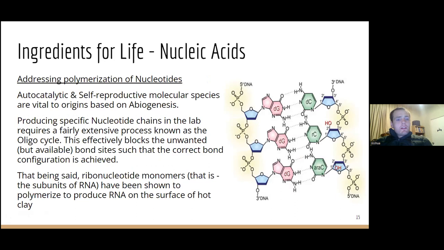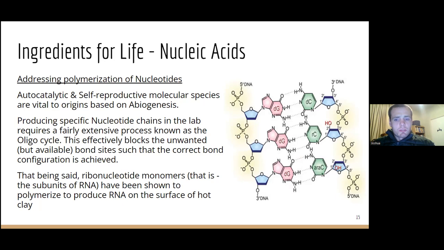Addressing the polymerization of nucleotides. Autocatalytic and self-reproductive molecular species are vital to origins based on abiogenesis. So producing specific nucleotide chains in the lab requires a fairly extensive process known as oligocycle. The way that works is that it effectively blocks the unwanted but available bond sites each step of the way so that the correct bond configurations can be achieved. So it's quite a drawn out process.